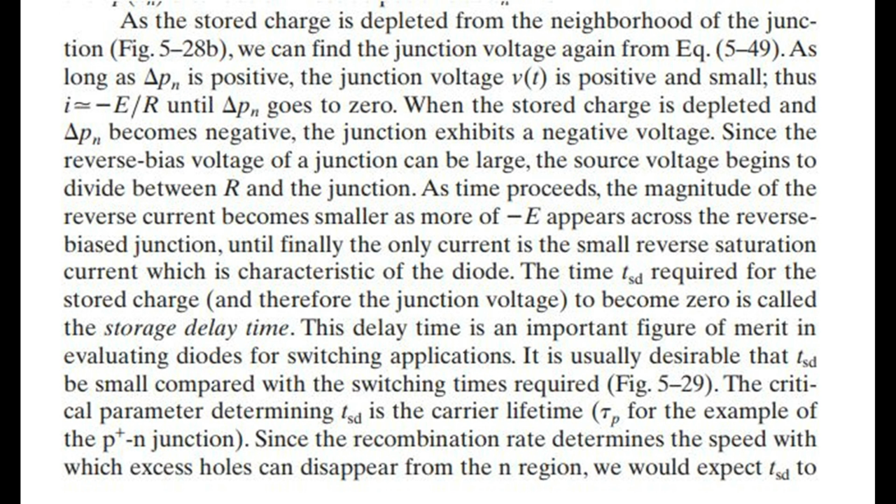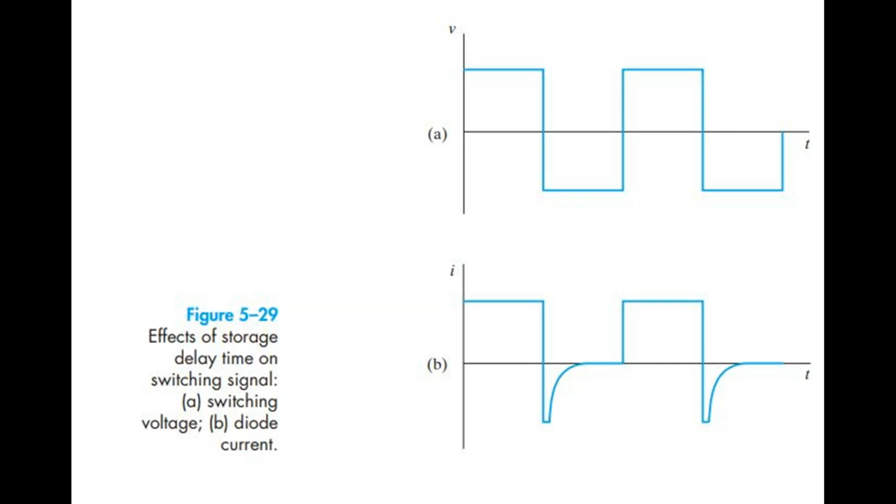The critical parameter determining t_SD is the carrier lifetime, τ_p, for the example of the P+N junction. Since the recombination rate determines the speed with which excess holes can disappear from the N region, we would expect t_SD to be proportional to τ_p. In fact, an exact analysis of the problem of Fig. 5.28 leads to the result where the error function, erf, is a tabulated function.